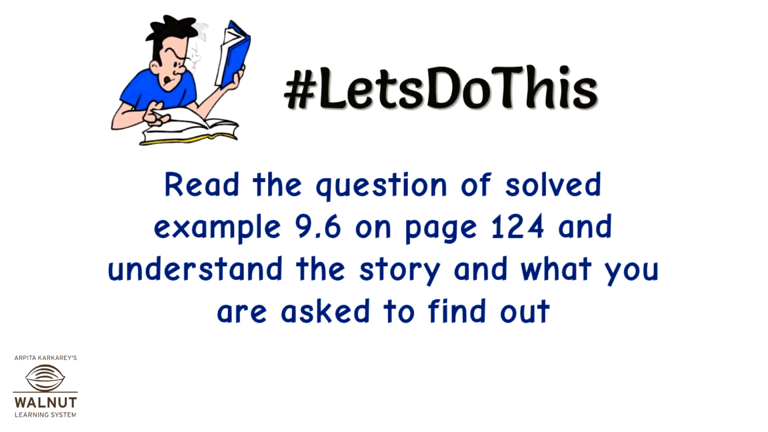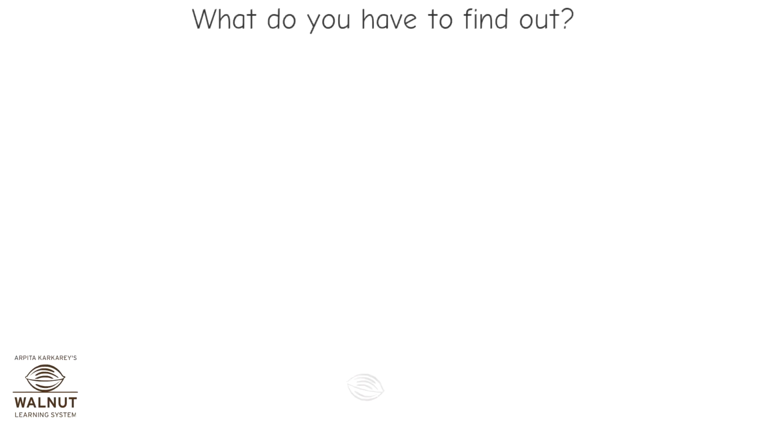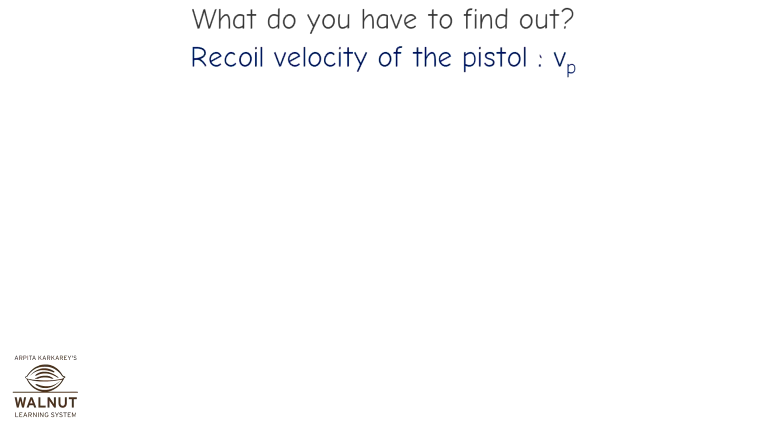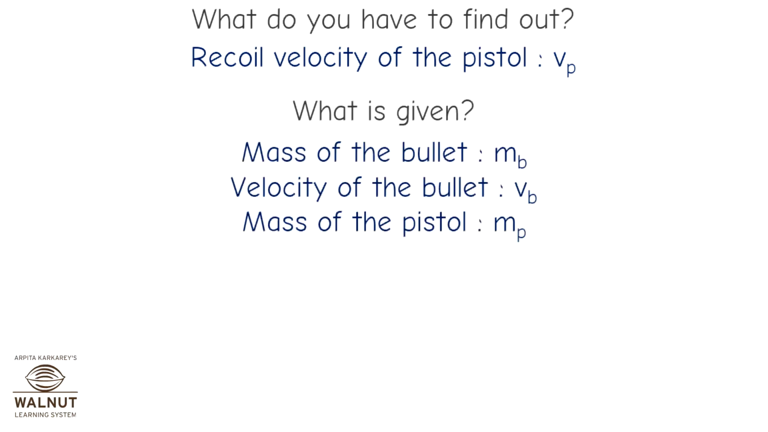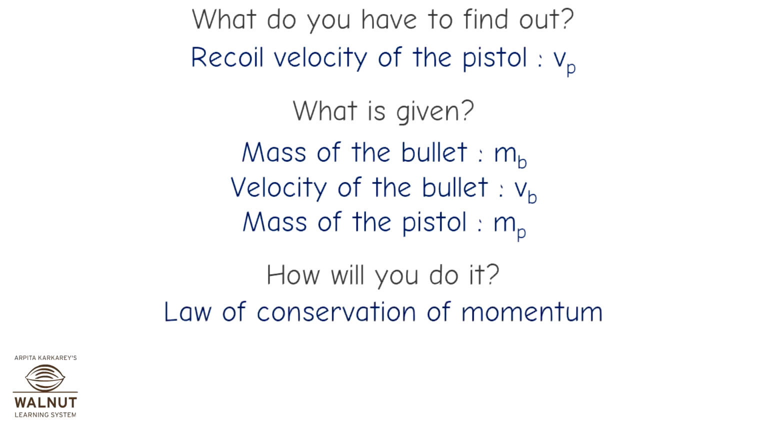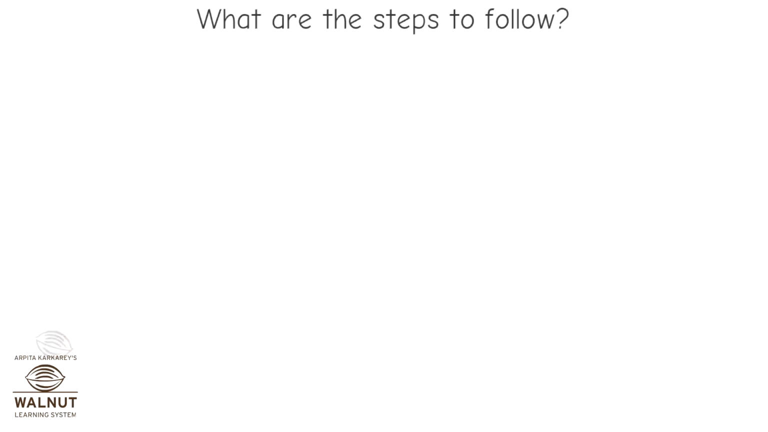Read the question of solved example 9.6 on page 124 and understand the story and what you are asked to find out. What do you have to find out? Recoil velocity of the pistol, Vp. What is given? Mass of the bullet mb, velocity of the bullet Vb, mass of the pistol mp. How will you do it? Law of conservation of momentum.